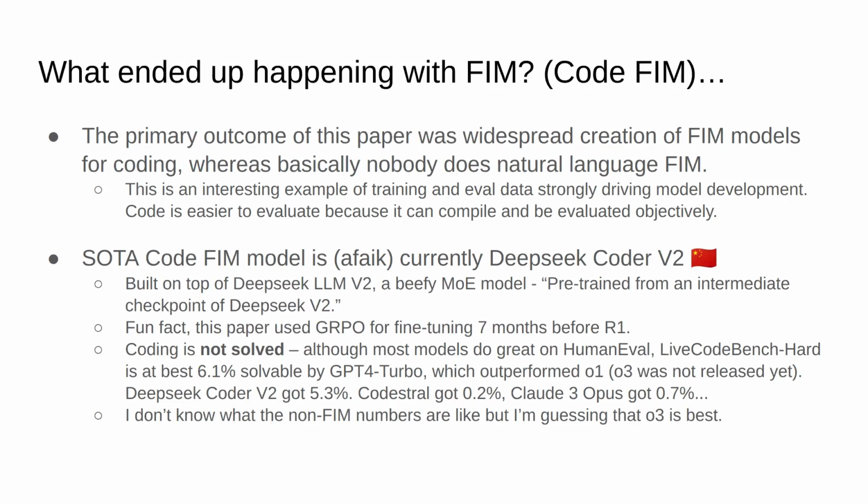So going on to what ended up coming after this paper, like I said, the primary outcome of this paper was widespread creation of FIM models just for coding, whereas essentially nobody does natural language FIM, which is kind of interesting because I think this is definitely a case where the eval capabilities of the data set led to model development and the direction that people created new models in. Obviously, code is easier to evaluate because there's pretty much one correct way to do things. You can also have it compile and give the correct answer or the incorrect answer. So it's very objective.